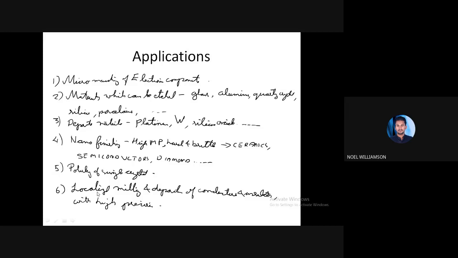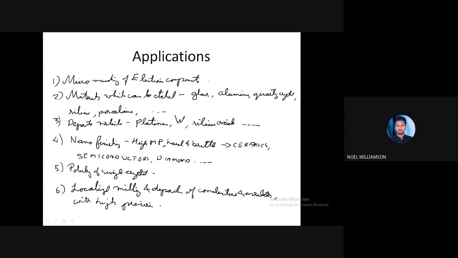Then it can be used for nano finishing of the high melting point, hard and brittle materials like ceramics, semiconductors, diamond, etc. Then comes the polishing of single crystals. And then finally, we have seen one case, that is localized milling and deposition of conductors and insulators with high precision. So these are the applications of IBM or ion beam machining.